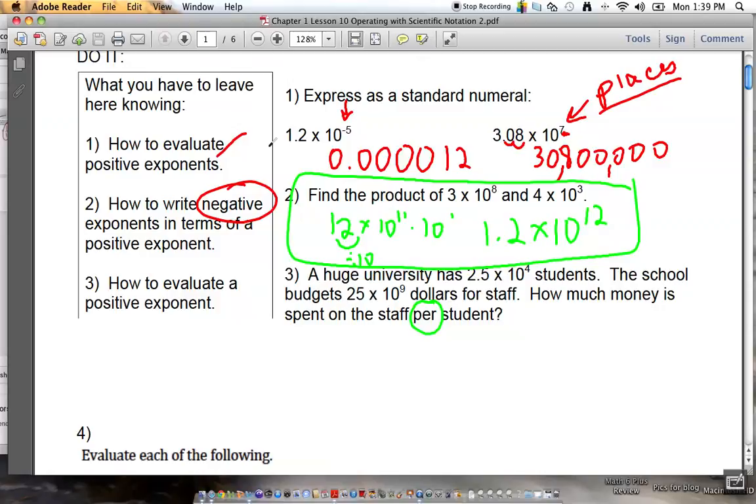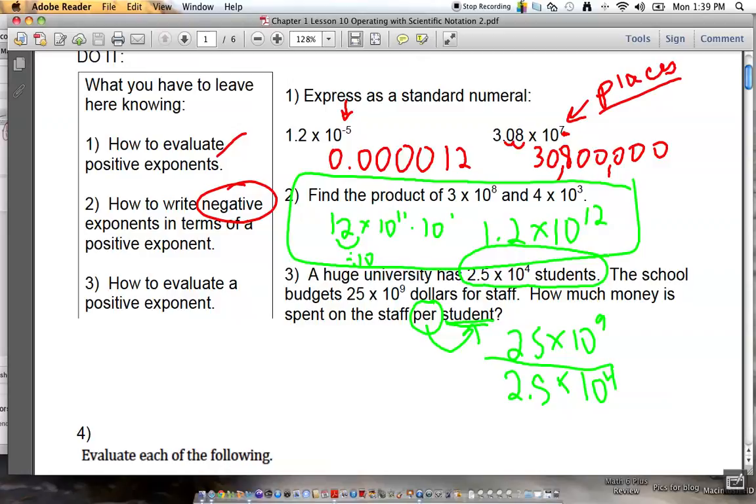So I have to divide by the number of students. So I have 25 times 10 to the 9th. See how it says per student? Sometimes, how many people have a hard time with word problems? You can confess, all right? You have to look for certain hints. The word per means to divide, and what are you going to divide by? You're going to divide by students. So I look through here, and it says this is the number of students. So that has to go in the bottom.